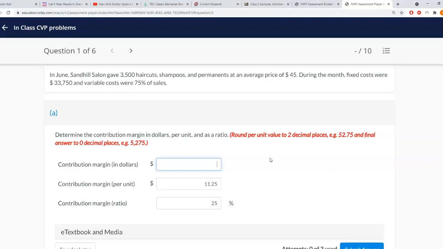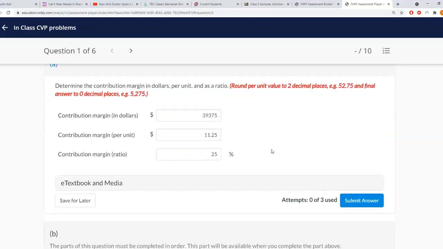Quantity. For every haircut, I make 11.25. So what's the total contribution I get? Approximately 39,375. It will be 39,375.